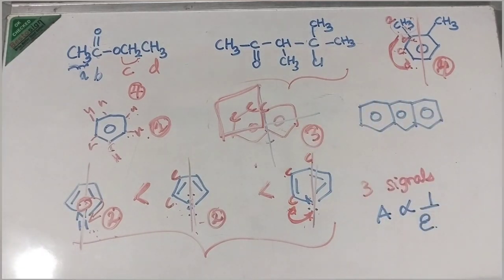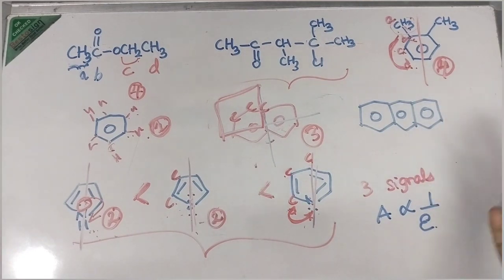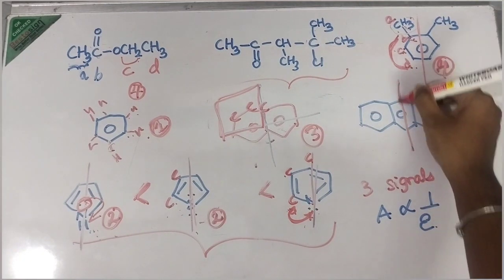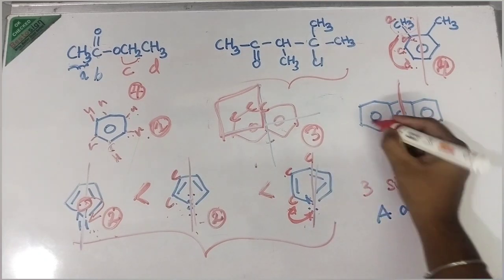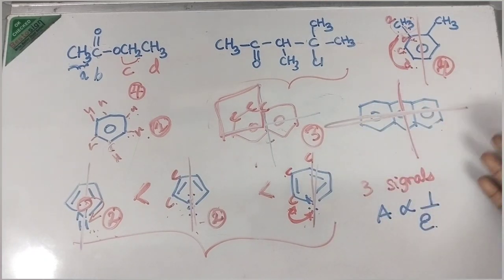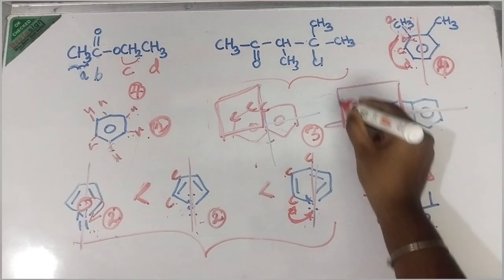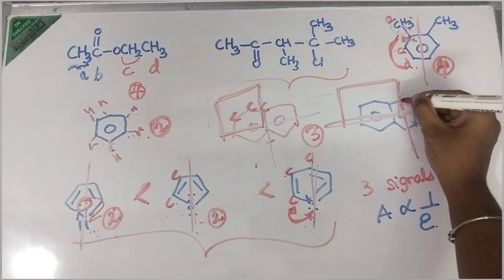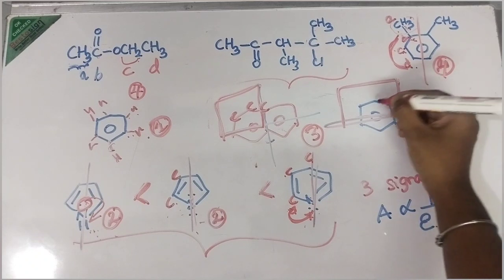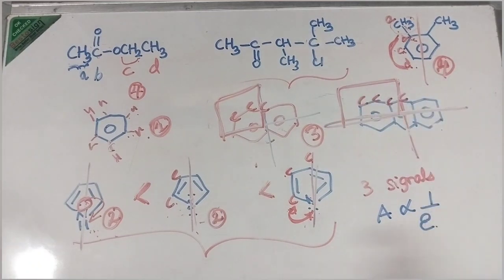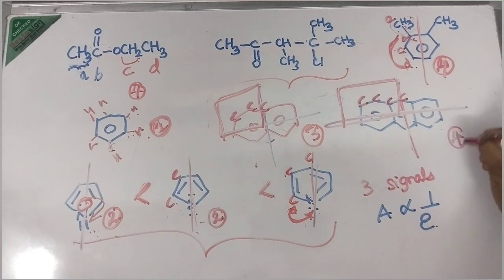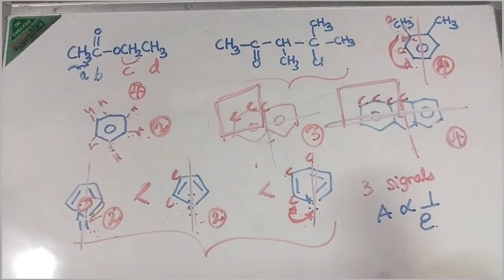Now we are going to predict the number of signals for anthracene. In this case also, you can draw a vertical plane because it can bisect, and similarly you can draw a horizontal plane because it can bisect. So now count the number of carbon atoms. See, this is carbon 1, 2, 3, 4. You have 4 different types of carbons. Hence, it has 4 signals. This is how you have to predict the number of signals in C-13. It is similar to proton NMR only. I hope this is easier for you guys.